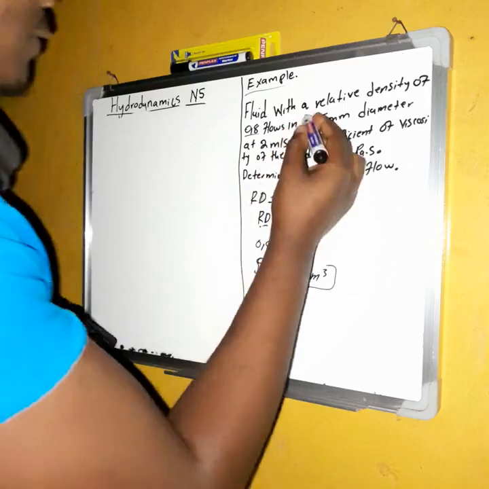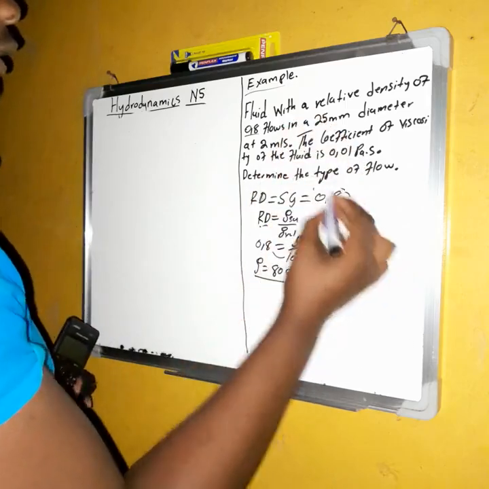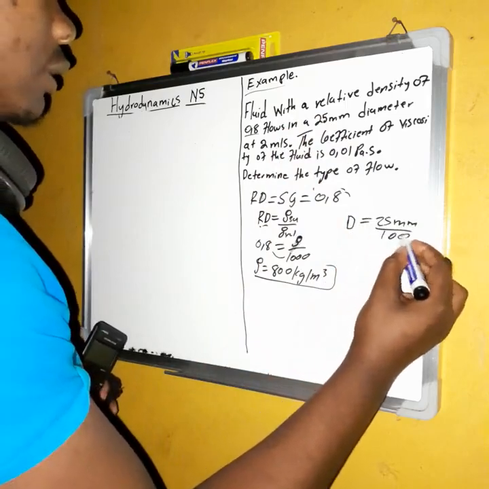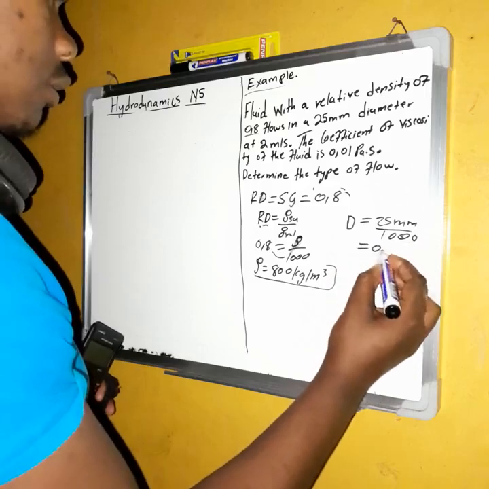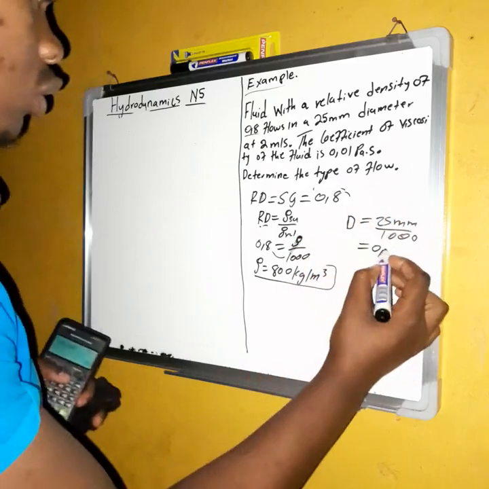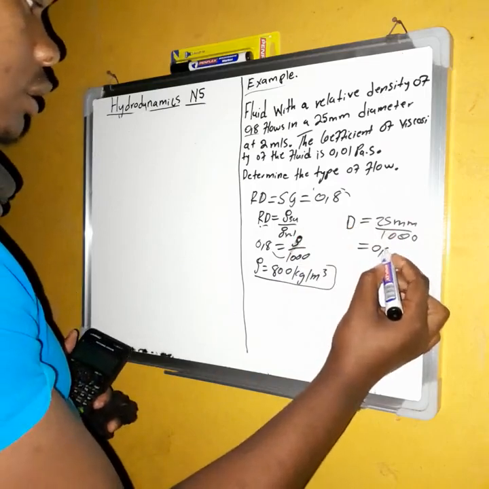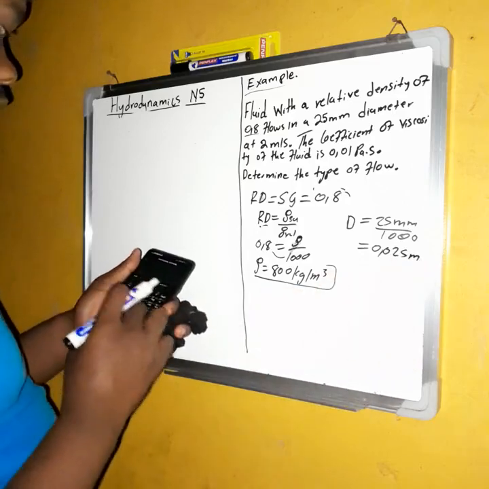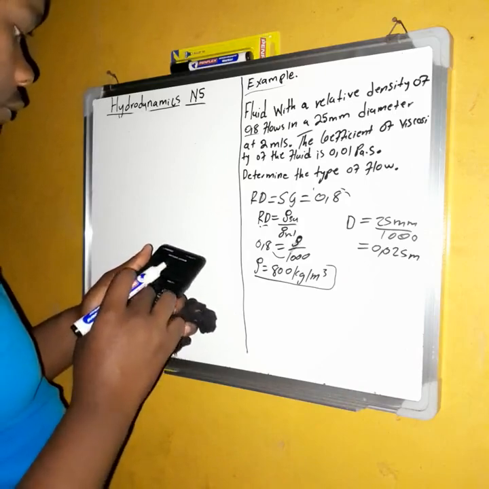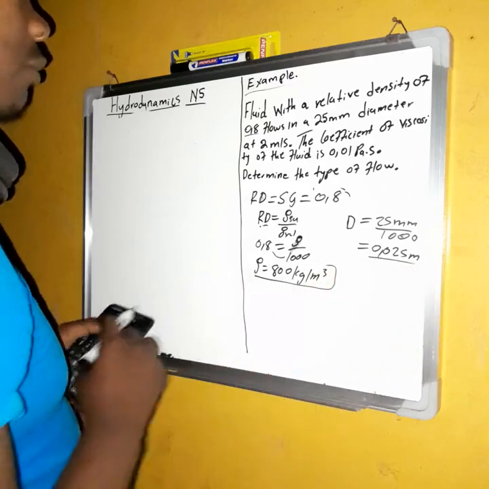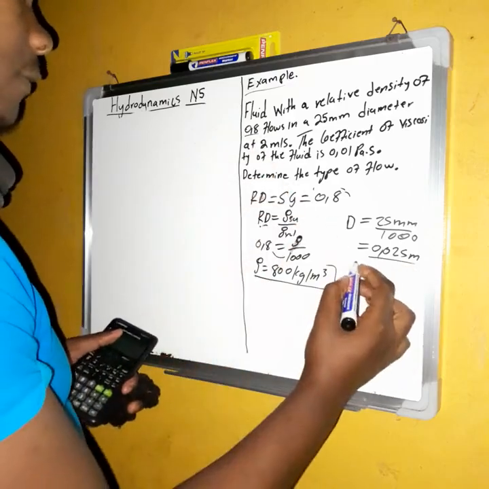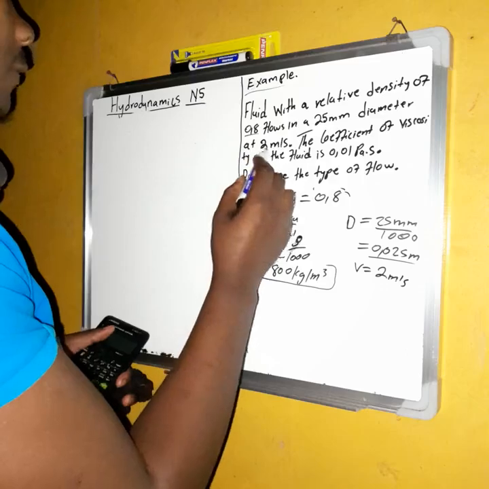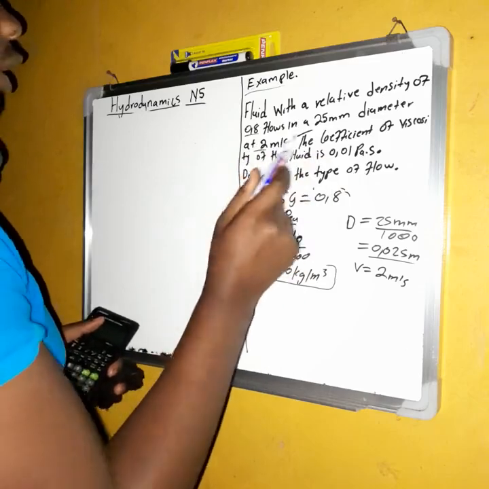We have given the diameter of the pipe to be 25 millimeter. Divide by 1000, we'll get 0.025 meter. You can punch your calculator, divide by 1000. This will be in meter. You are given a velocity, which is 2 meters per second. At this velocity, the fluid flows at 2 meters per second.